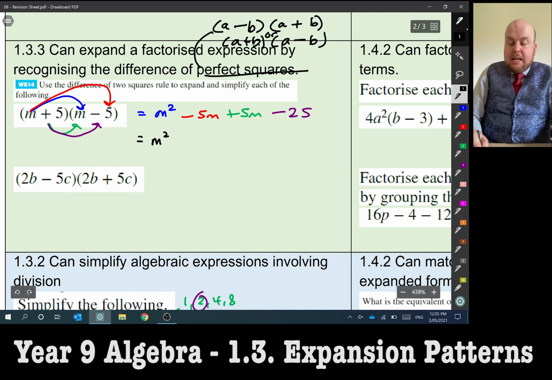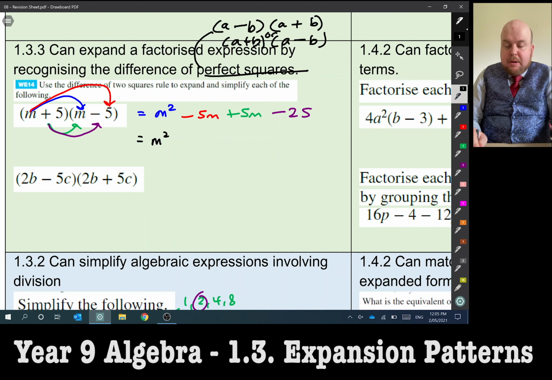Collect the like terms. Negative 5m plus 5m. A lot of people struggle with this, but I would be able to do the other way where I'm perfectly fine. If I have 5m's and I take away 5m's, I then have no m's. So the final answer is just m squared take away 25, because negative 5 plus 5 is 0.